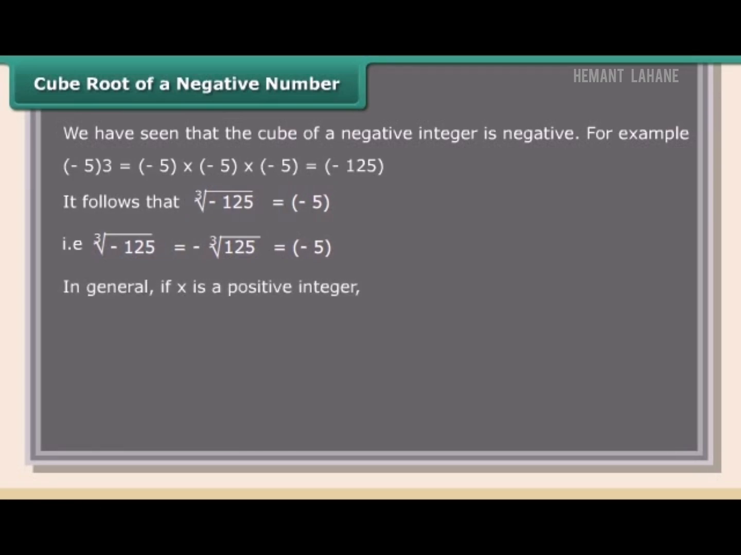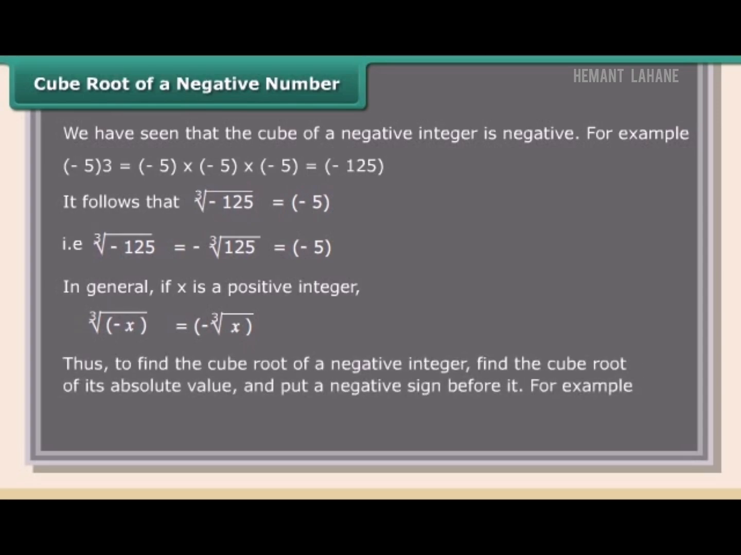In general, if x is a positive integer, cube root minus x is equal to minus cube root x. Thus, to find the cube root of a negative integer, find the cube root of its absolute value and put a negative sign before it. For example, cube root minus 64 is equal to minus cube root 64, which equals minus 4.